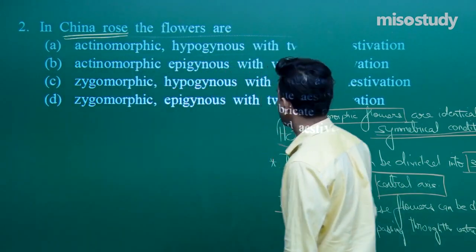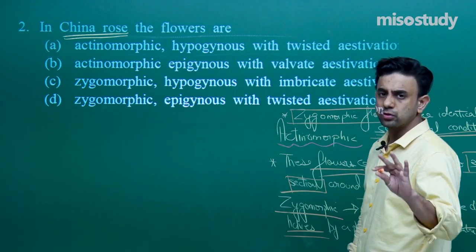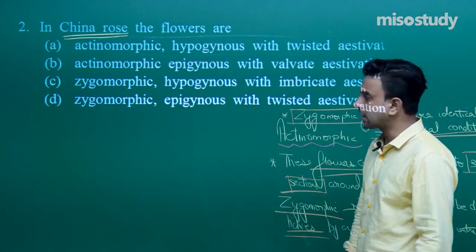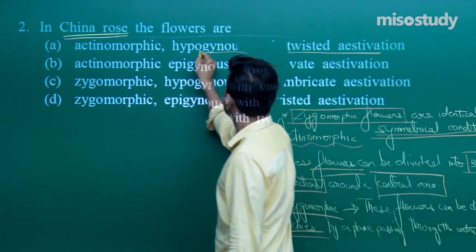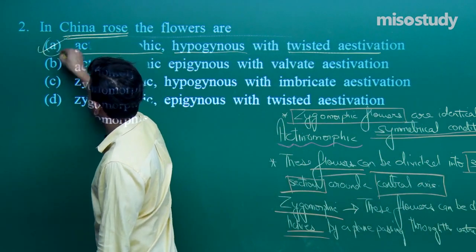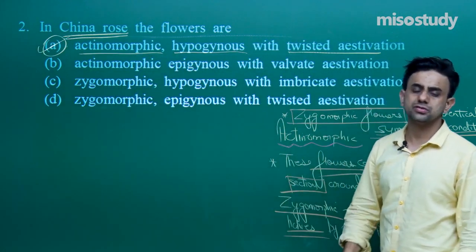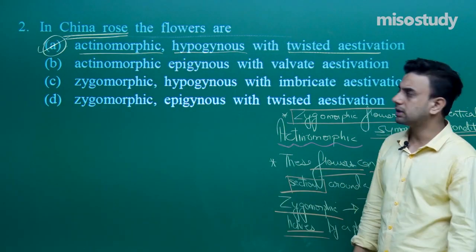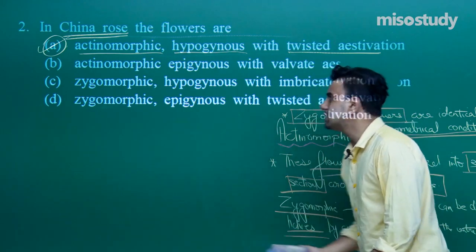So what we see here in China rose, the flowers are actinomorphic, yes, they can be divided into 3 equal halves, 3 equal sections, hypogynous with twisted aestivation. Twisted aestivation will, as I told you, have the appendages one after the other, and that is why the word twisted aestivation, right?